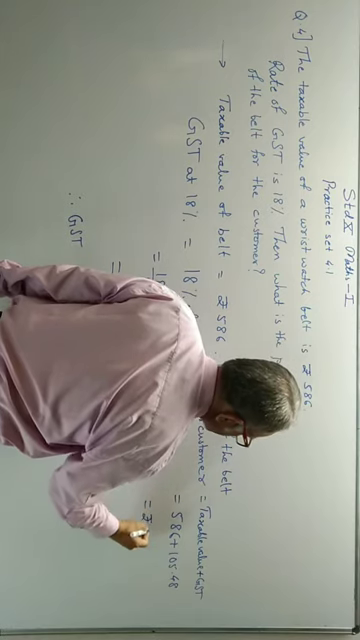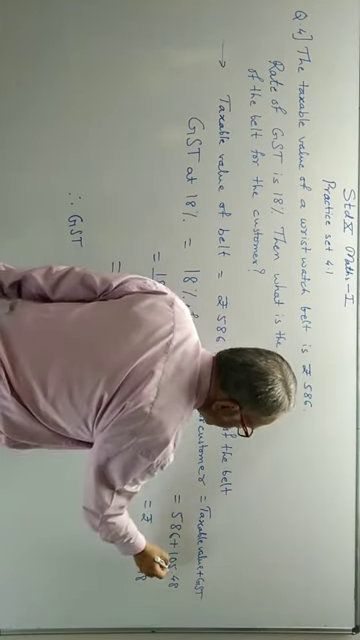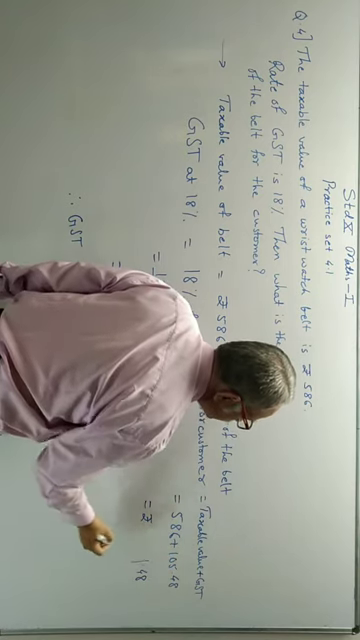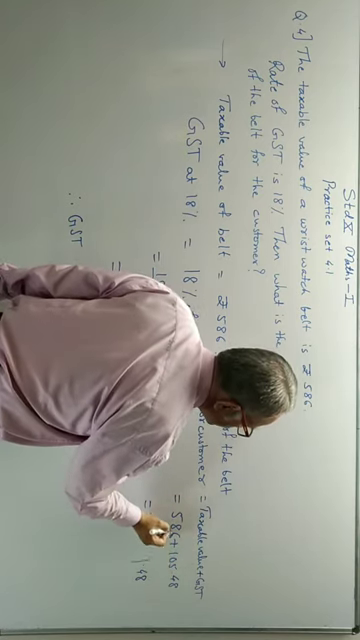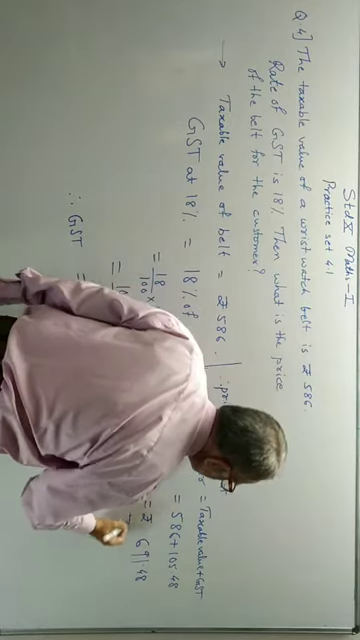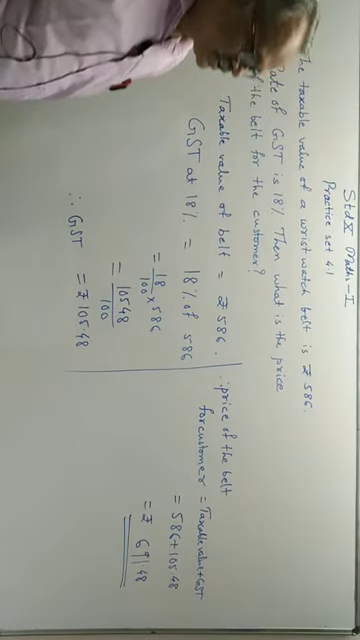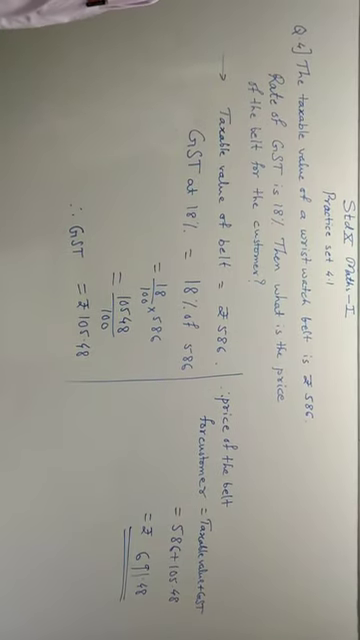So rupees: 0.48 decimal, take unit place 6 and 5 is 11, carry 1 and 0, 1 and 8 is 9. Rupees 691.48. He has to pay 691 rupees 48 paise.